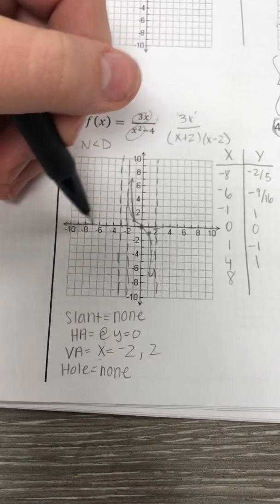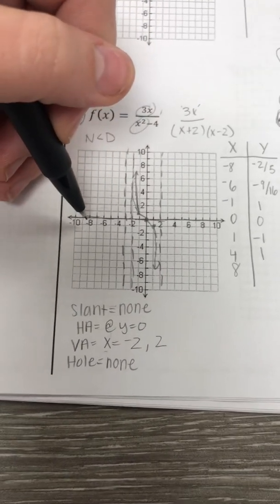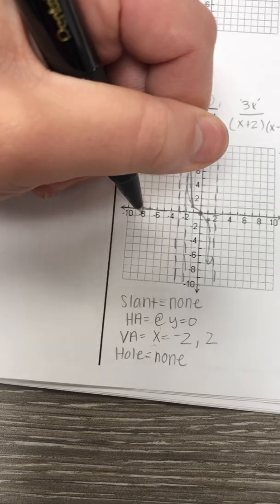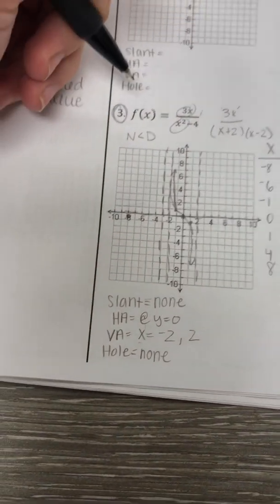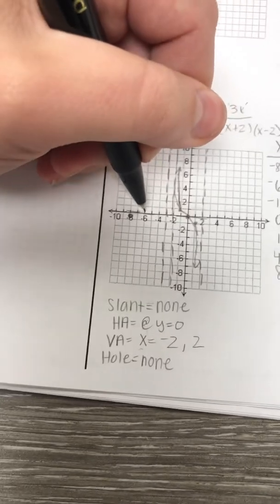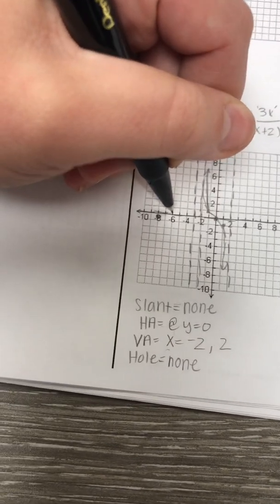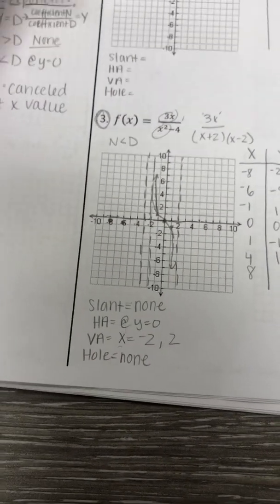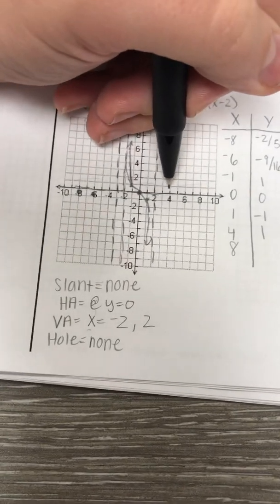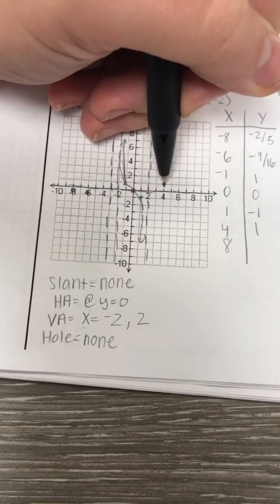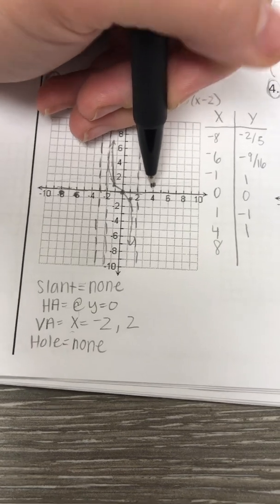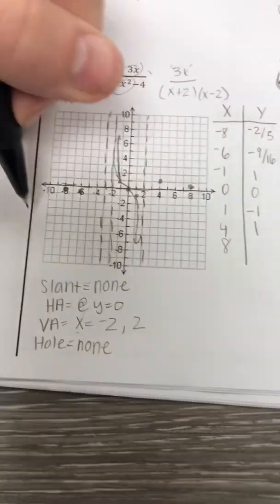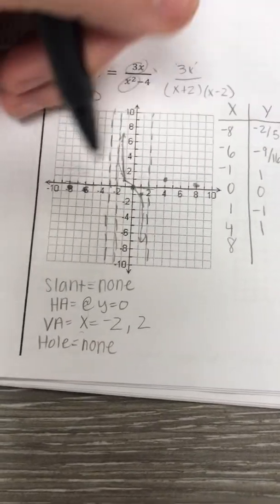And then once we plug in -6 and -8, we'll get a good idea of what it looks like over here. For -8, we got -2/5, which is going to be somewhere in this area here. And then for -6, I got -9/16, which again is closer to -1, but not quite. When I did +4, I got 1. And then I had also done +8 and got 2/5.